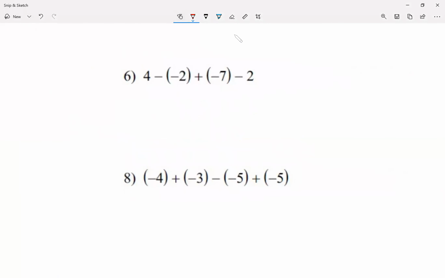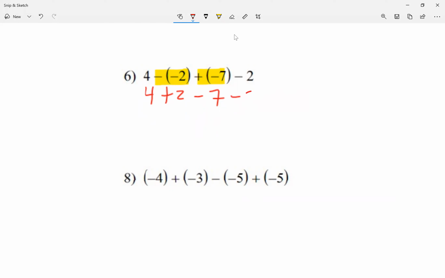So now let's take a look at question number 6. Let me write everything without parentheses. So I'm going to write 4 + 2. My plus, because I see my two signs here. They're both the same sign. So I write it as a plus. And then -7. I look at the signs here. They're different. Remember, when the signs are different, I write it as a minus. When the signs are the same, I write it as a plus.